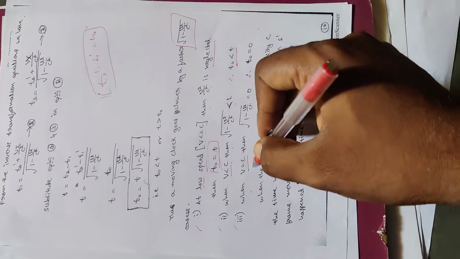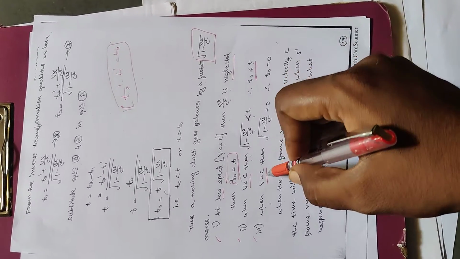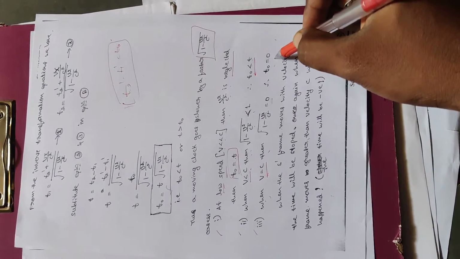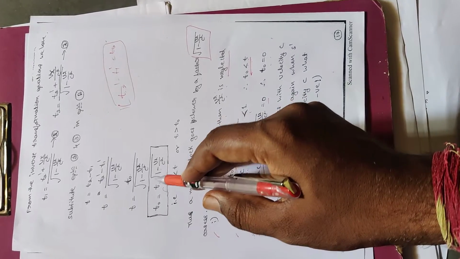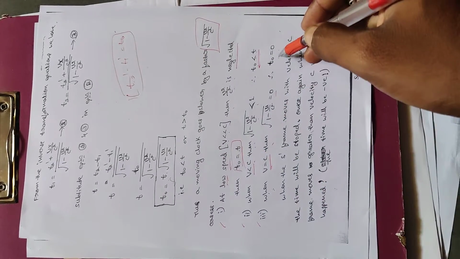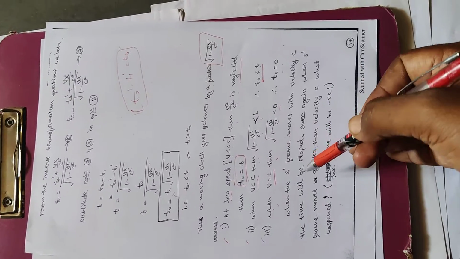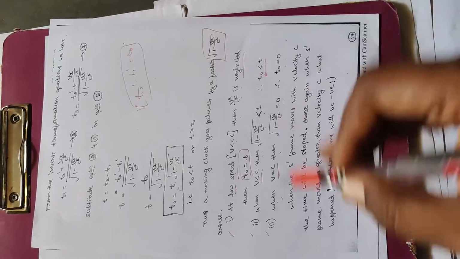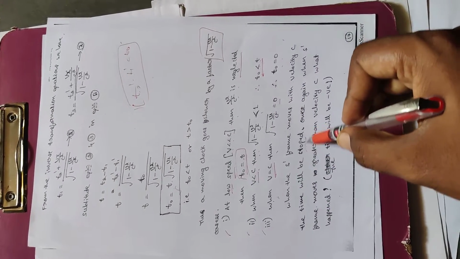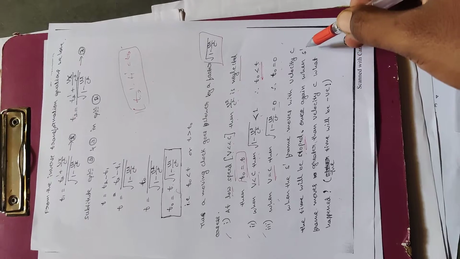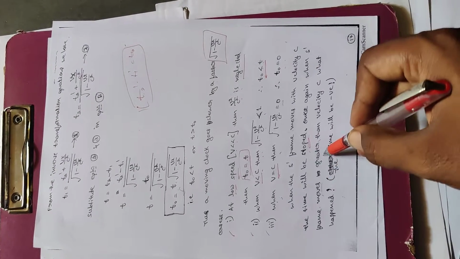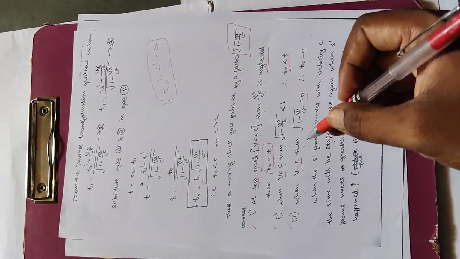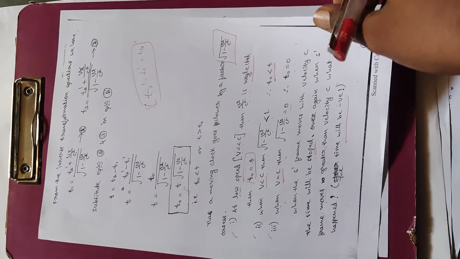But when the velocity is equal to the speed of light c, this whole term becomes 0, then t naught is equal to 0. Anything multiplied by 0 becomes 0, right? So when the S dash frame moves with velocity c, the time will be stopped. Once again, when S dash moves greater than the velocity c, what happens? The time will be negative.